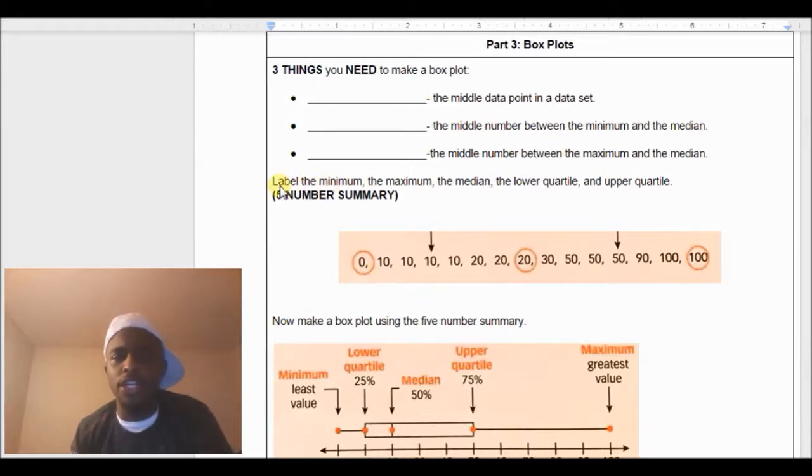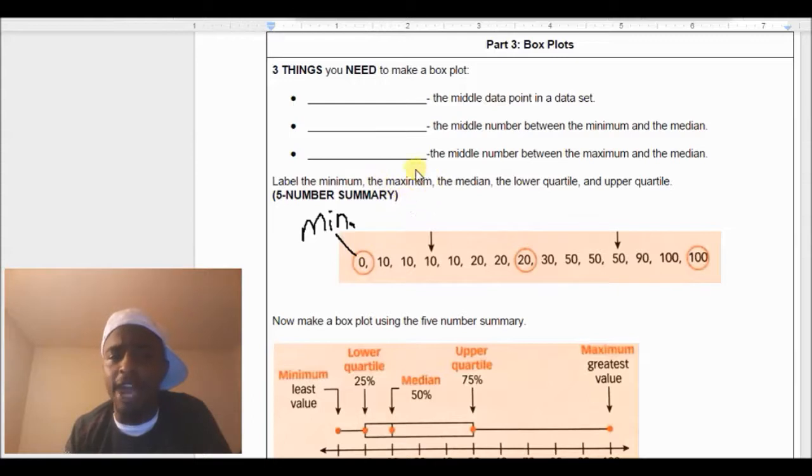All right, the next thing I wanted you to do is to label the minimum, the maximum, the median, the lower quartile, and the upper quartile on this number line here. Notice the data is already lined up from least to greatest. First thing I'm going to label is my minimum, which is going to be 0. It's just our lowest number. I'm going to put minimum, M-I-N. That's our minimum value.